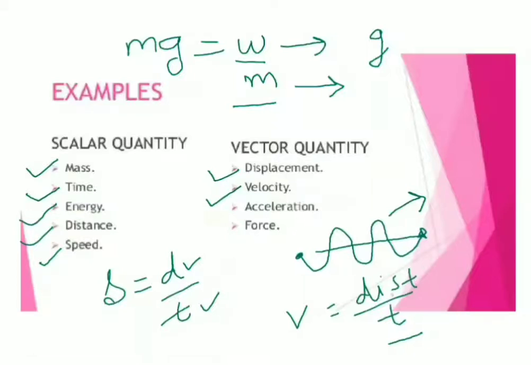Now let's talk about acceleration. The formula for acceleration is velocity divided by time. Again we have one vector quantity, so acceleration is a vector. Now force. The formula for force is mass times acceleration, and mass is a scalar quantity but acceleration is a vector quantity, that's why force is also a vector.